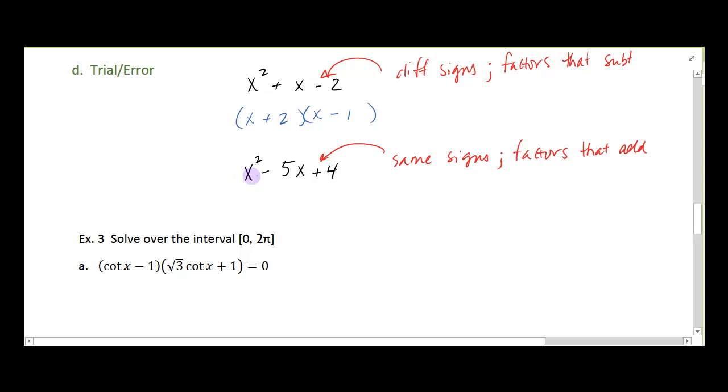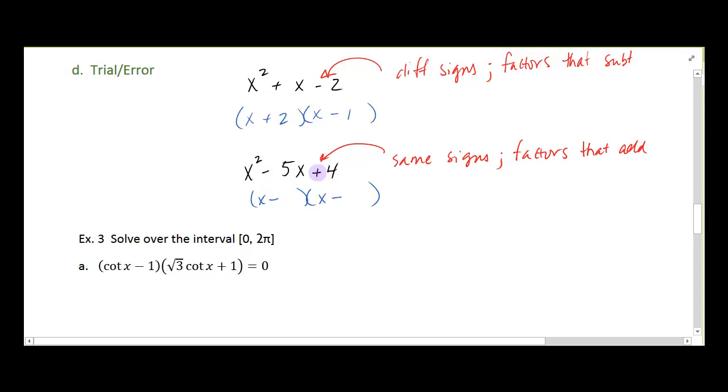That's trial and error. So on this one right here, again, we have 3 terms. We're going to see if it breaks up into an x and an x. But this last sign right here is positive. That means I have to have 2 of the same signs. And this is telling me they both have to be negatives.